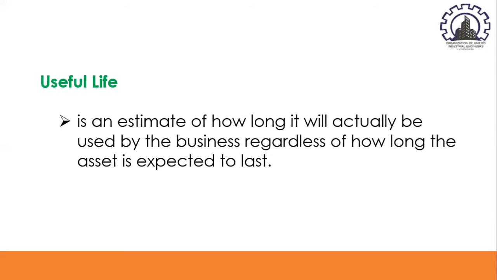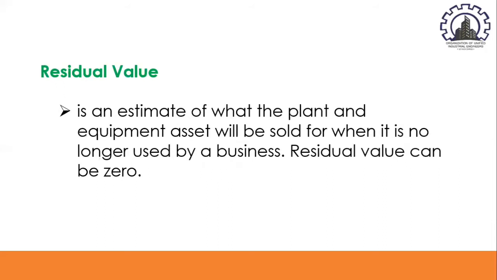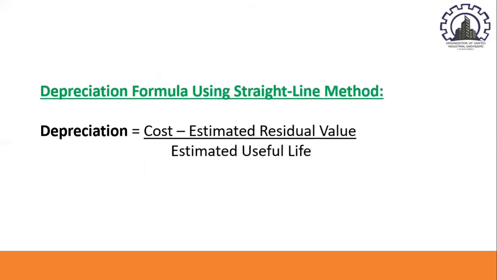On the other hand, if we say residual value, it is an estimate of what the plant and equipment asset will be sold for when it is no longer used by a business. Residual value can be zero. So there are different formulas for calculating depreciation, but in this regard, we will be using the straight line method of depreciation. As you can see here, this is the formula for calculating depreciation applying the straight line method.